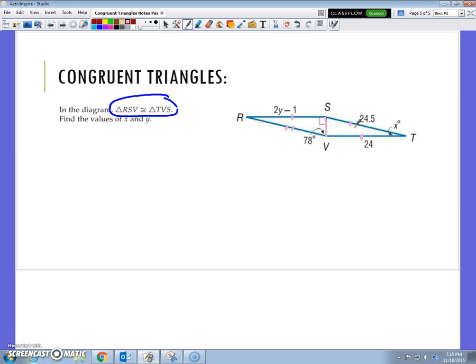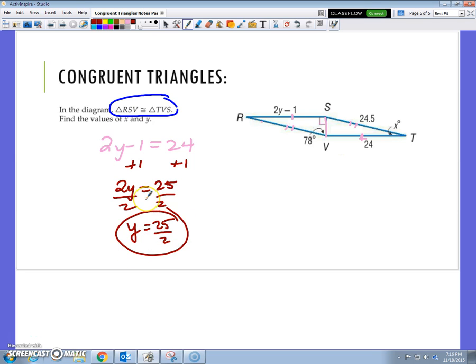Okay, so now let's use this information. The first thing I know is that this side length and this side length are the same. I know that 2y minus 1 must equal 24. So I'm going to add 1, 2y equals 25, and divide by 2. Y equals 12.5. I prefer the improper fraction, but that's just fine. Y equals 25 halves. It just says find the values of x and y. It doesn't say find the side length. That's fine. So I found the value of y. I still need to find the value of x.